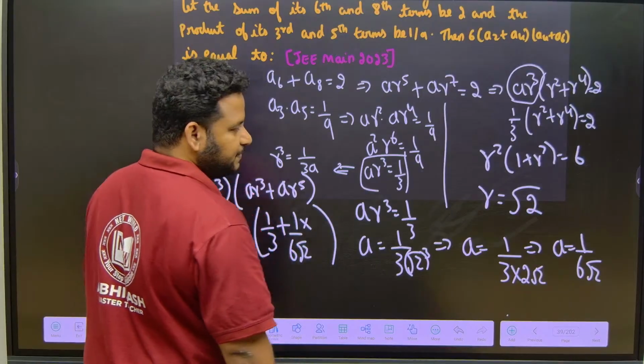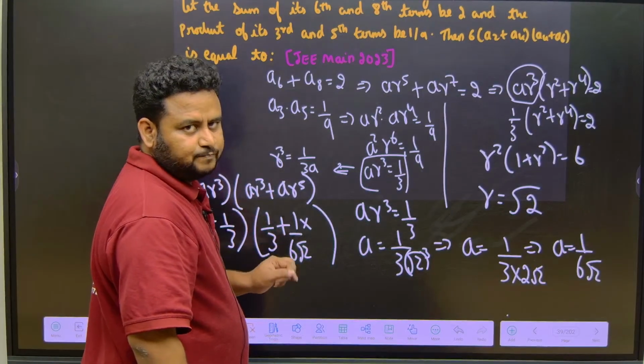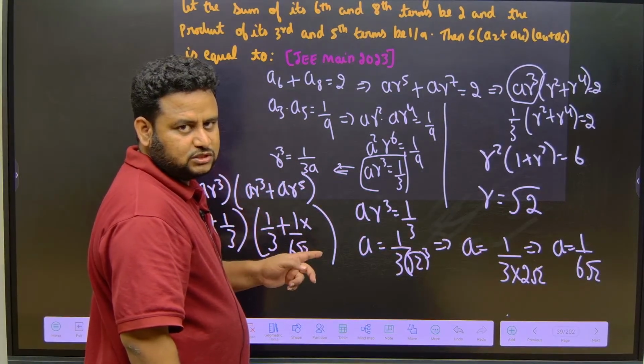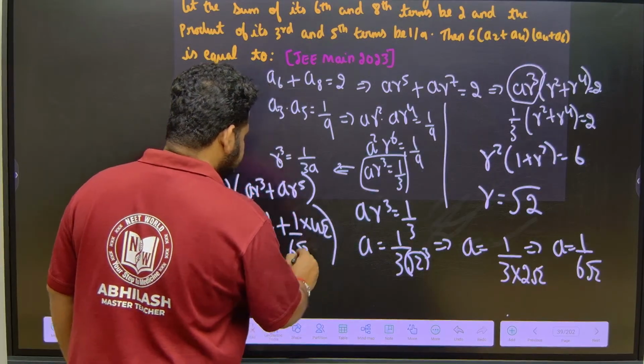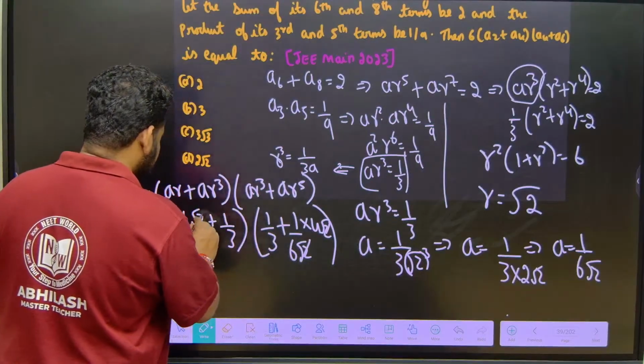Root 2 to the power of 5 means root 2 into root 2 is 2. Again root 2 into root 2 is 2. So 2 into 2 is 4. That will become 4 root 2. So what I can do? Root 2 I can cancel. Here also root 2 I can cancel.